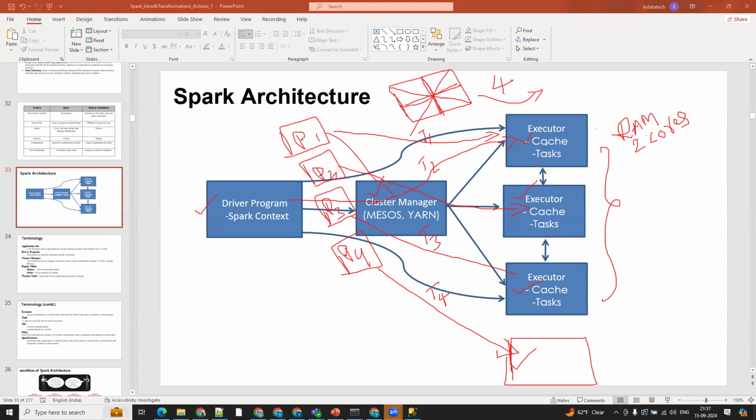Now, what it will do is, it will take this partition into RAM memory, guys. Whatever partition it has created, let's say a 128 MB block, that 128 MB will be taken into the RAM memory of worker node 1. Similarly for the other ones also, the data will sit in RAM memory. Now the computation will start from here.